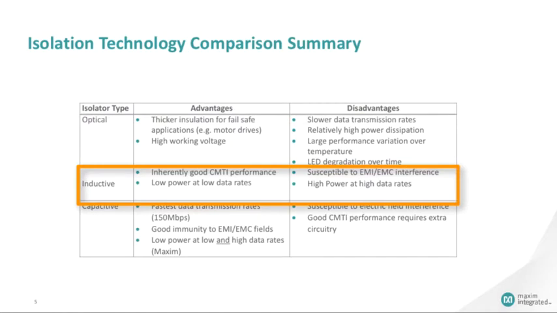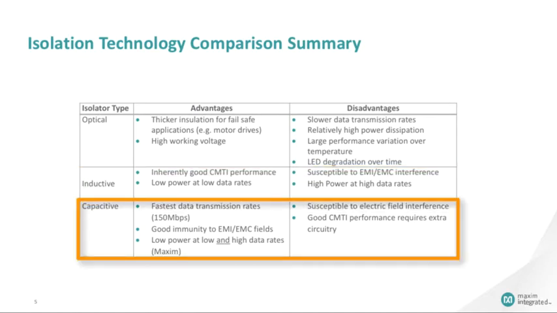For inductive isolators, the advantages are inherently good common mode transient immunity, or CMTI, and low power. The disadvantages of inductive isolators are they are susceptible to EMI and EMC interference and consume higher power at high data rates.